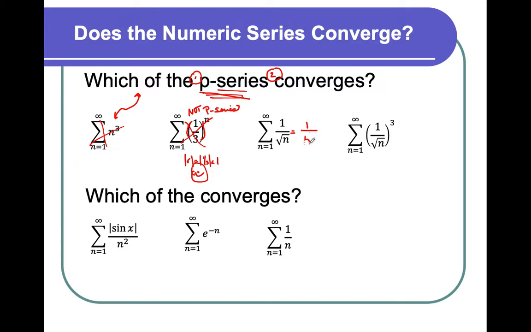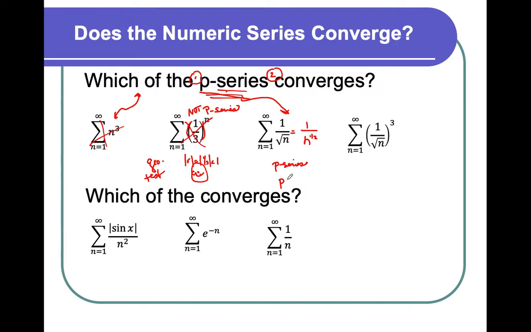This is 1 over n to the 1/2. So that is a p-series, so I can run my p-series test on it. I ran the geometric series test on this, and I got convergence by the geometric series test, but that's not what they asked. So this is indeed a p-series. Now ask, does it converge?